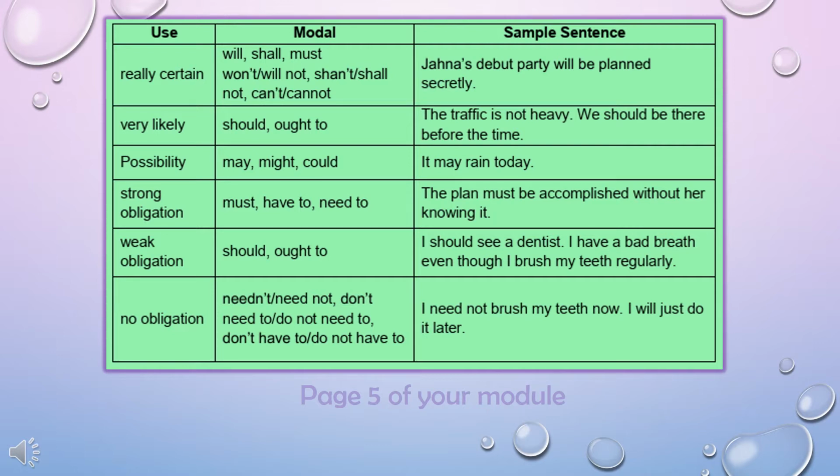Next modals, should and ought to. These two modals mean very likely. In our sample sentence, the traffic is not heavy. We should be there before the time. So the sentence means that we are very likely to be there before the time because the traffic is not heavy. So with the use of the modal should, we can say that we are very likely to do something.